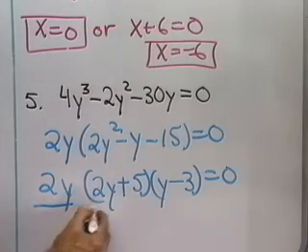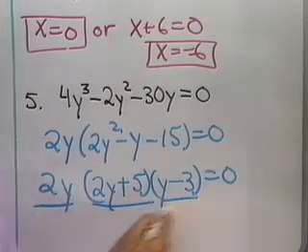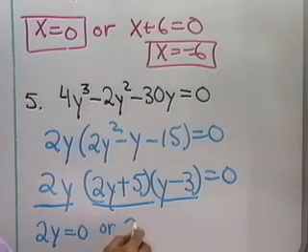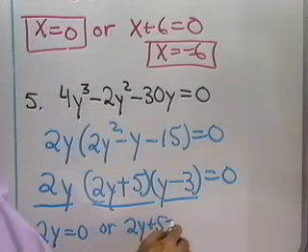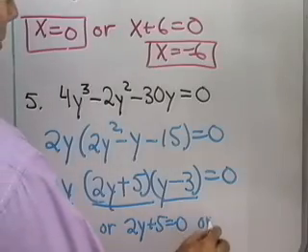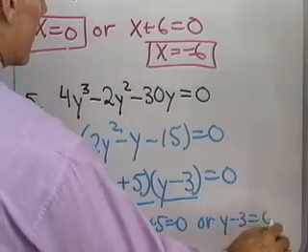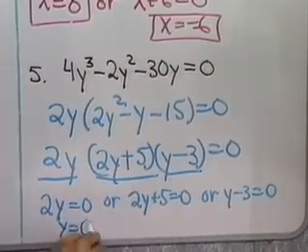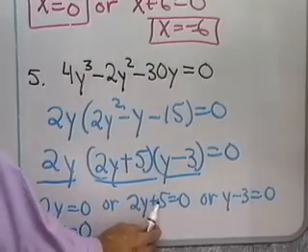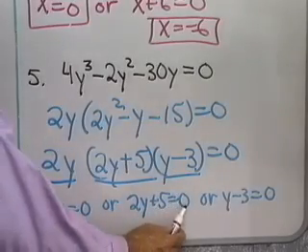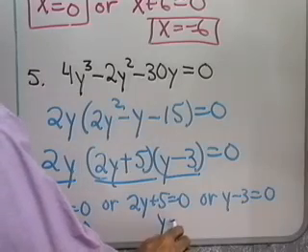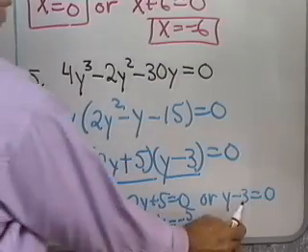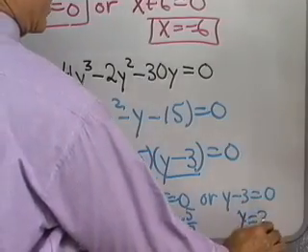Now I have the product of this, this, and this equal to 0. So 2y is equal to 0. That's one solution, or 2y plus 5 is 0. That's a second solution, or y minus 3 is 0. That's a third solution. 2 times y is equal to 0 means that y is equal to 0. There's one solution. 2y plus 5 is 0. I'll add negative 5 to both sides, then divide by 2. I get y is equal to negative 5 halves. There's my second solution. Over here I'll add 3 to both sides and I get y is equal to 3 as my third solution.